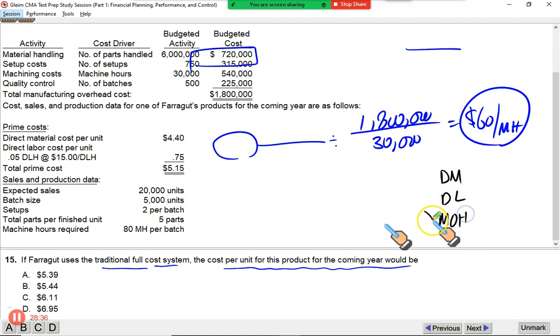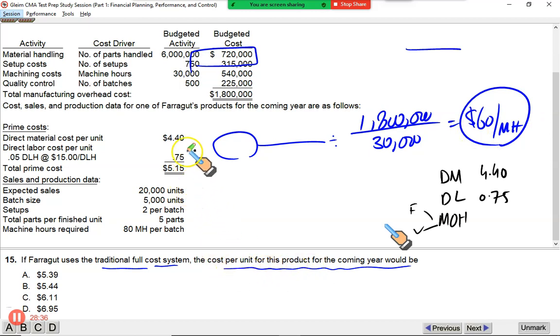I'm not going for the detailed breakup of fixed and variable, just manufacturing overhead. Direct material and direct labor are never a problem, 4.4 and 0.75. Now here we will have $60 per machine hour. An item that takes one machine hour should be charged $60 manufacturing overhead. Let us first see how much time a single item takes.